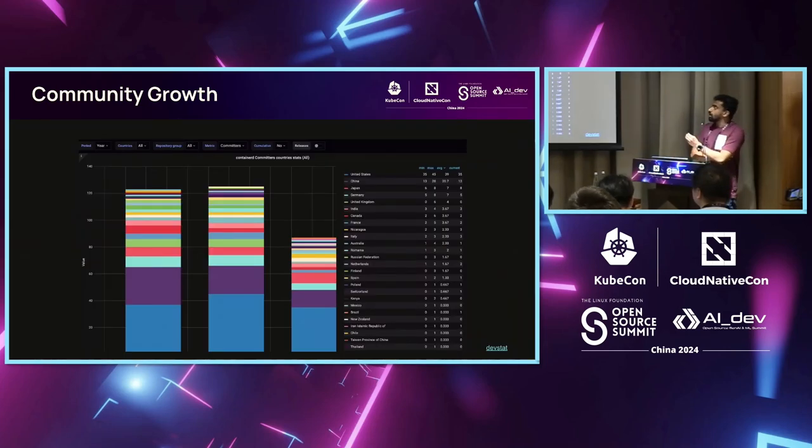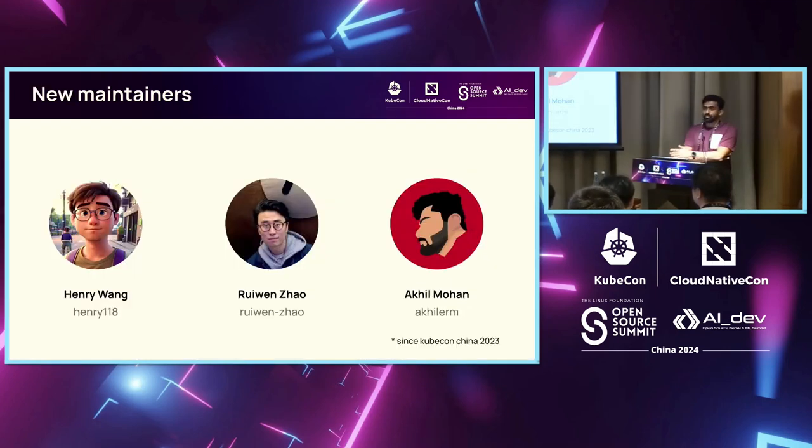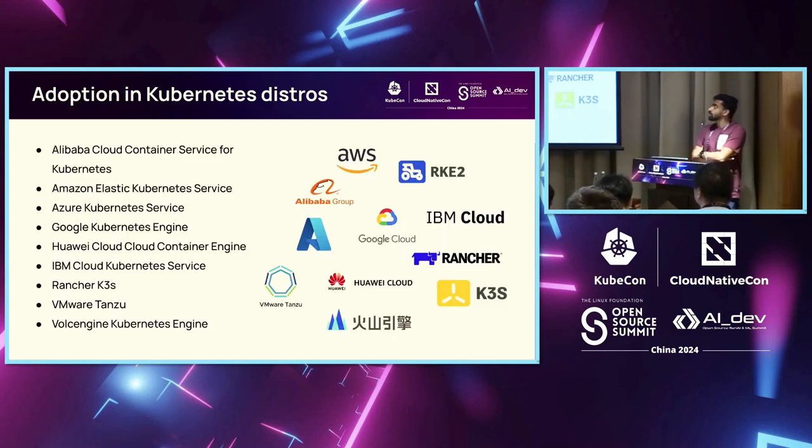This is the graph generated from the CNCF DevStats for containerd, for the actual code commits going into the core containerd repo and also the containerd sub projects. Here also you can see the distribution across various regions for the code committers. Since KubeCon China 2023, three new maintainers have been added. I'm one of the new maintainers that was added into containerd. And in the adoption of containerd across cloud providers and Kubernetes distros, almost all of the cloud providers and Kubernetes distributions have a containerd package in them or offer containerd in one way or the other.